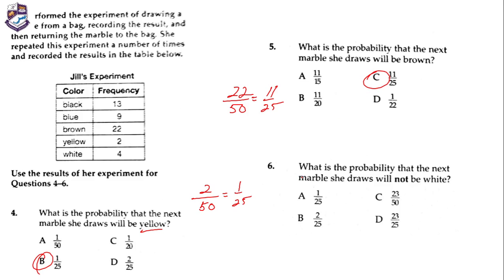C. Number 6, what's the probability the next marble she draws will not, and it's bold for a reason, right? Because they want you to pay attention to it, not white. So there are 4 white, which means how many are not white? 50 minus 4 is 46. So 46 are not white out of 50, which simplifies to 23/25. All right, D would be the answer there.